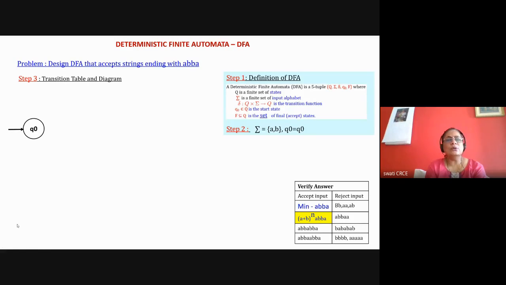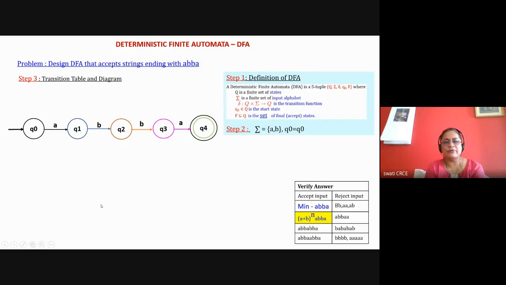Okay. Now, draw the minimum length diagram. So start from the initial state. With A, it will go to Q1. With B, it will go to Q2. With one more B, it will go to Q3. And with one more A, it is going to the final state. Okay, so the minimum string diagram is ready now.